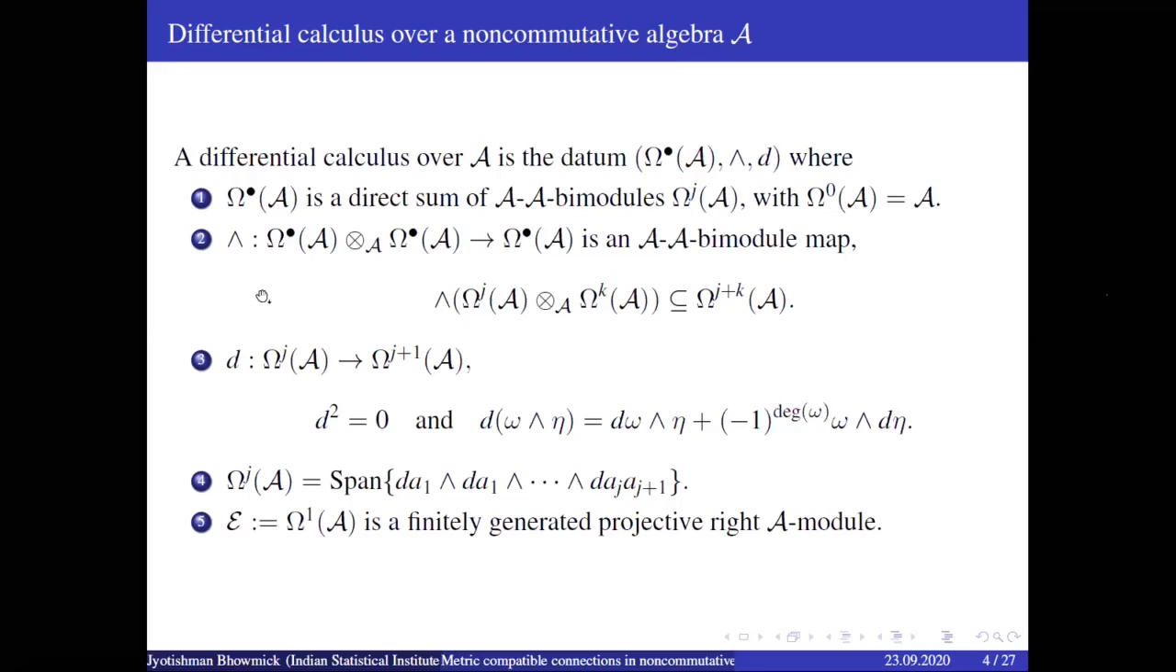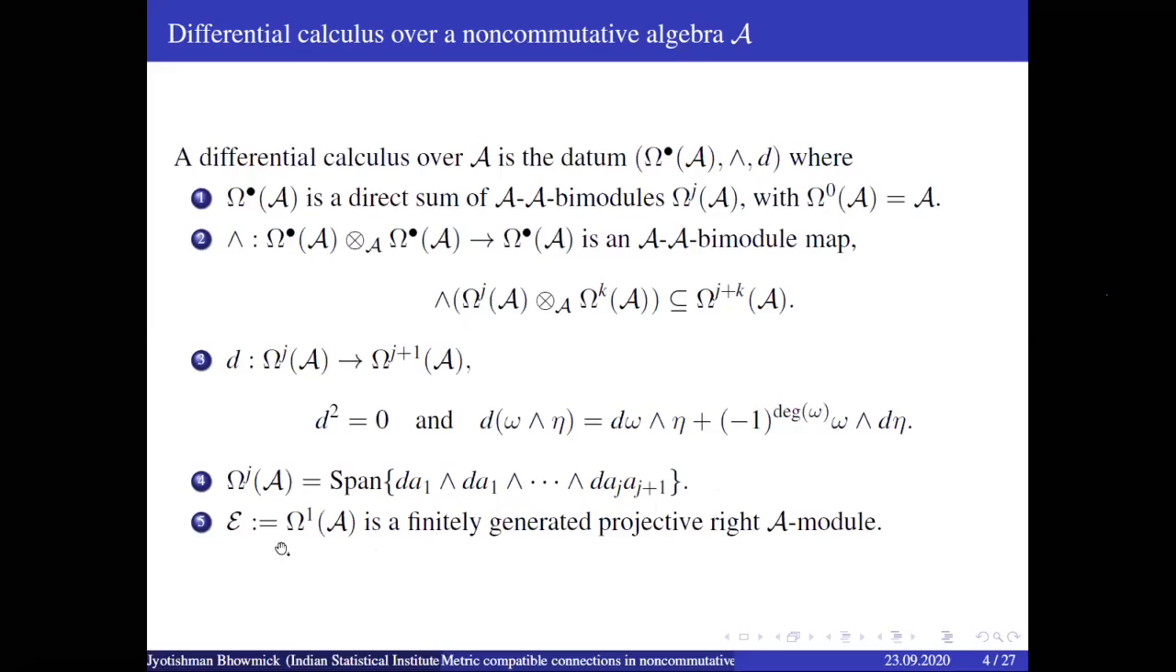I postulate that I have an A-A bimodule map which maps a J form tensor K form to a J plus K form. I postulate the existence of a map which has the properties as before. I say that the J forms are spanned by this. Of course, there is a typo here.